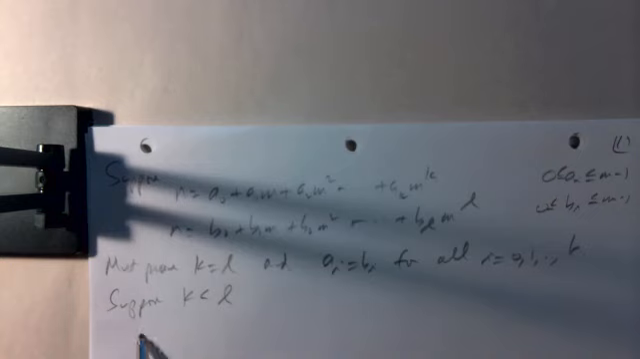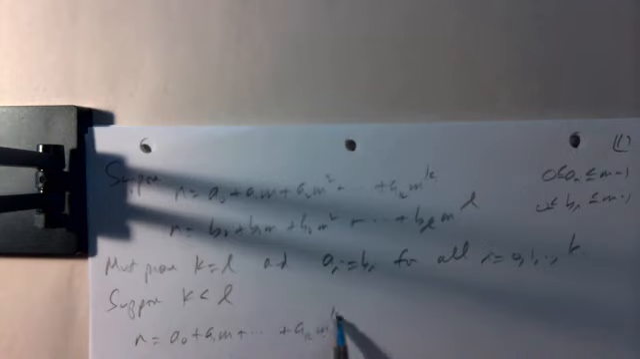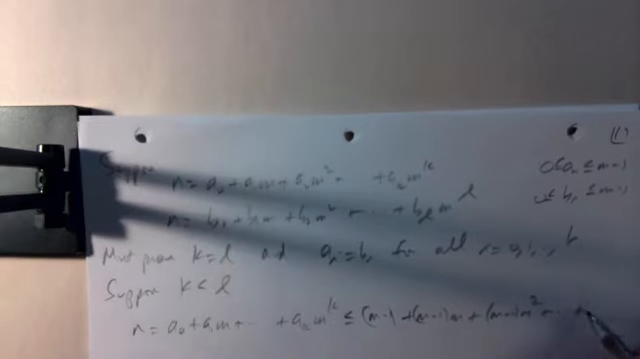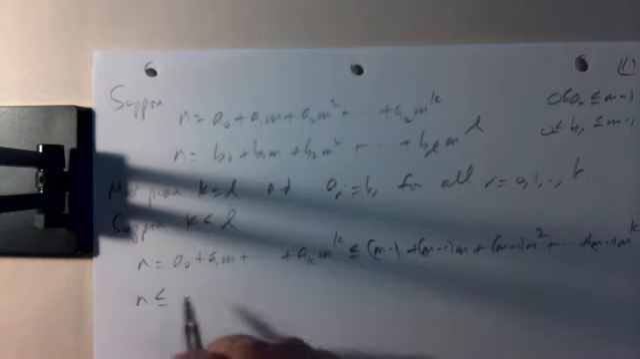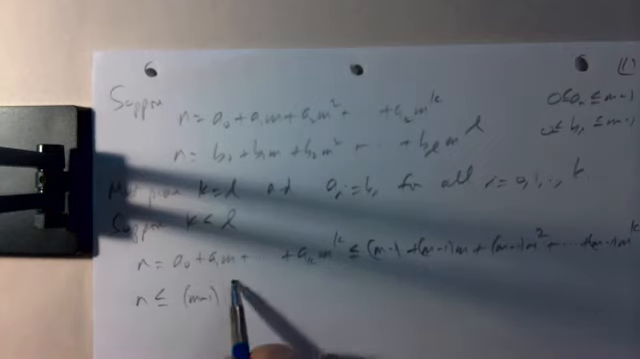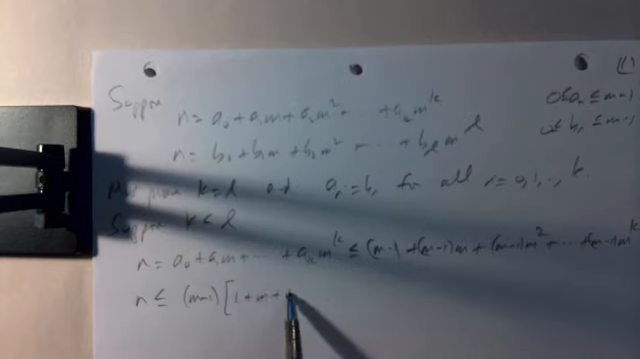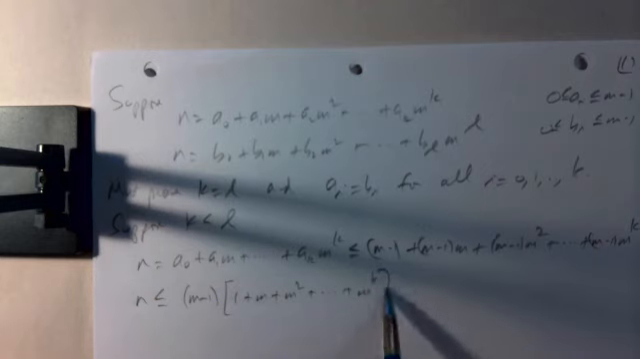What can we say? N is A0 plus A1 M plus ... plus A sub K M to the K. Now the A_Is are all at most M minus 1. So this is less than or equal to, replacing each A_I, M minus 1 plus (M minus 1) M plus (M minus 1) M squared up to (M minus 1) M to the K. If I factor out an M minus 1 from this, I get M minus 1 times 1 plus M plus M squared up to M to the K.